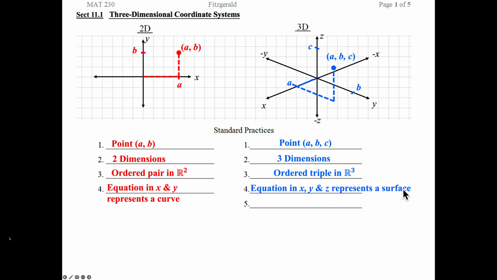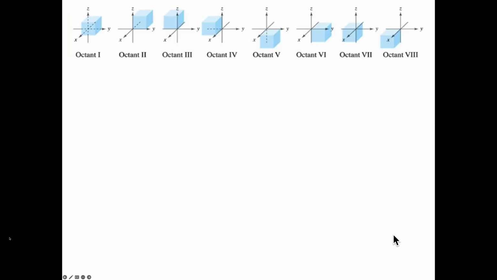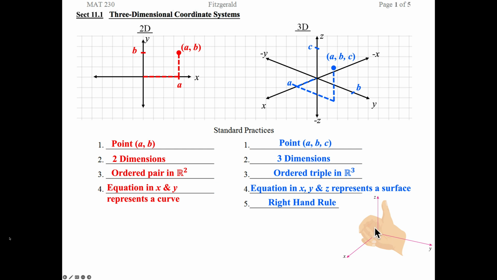For example, a plane. And we're going to use the right-hand rule to build our xyz coordinate plane. So think of the wrist of your right hand as your positive y-axis. Your thumb pointing in the air is your positive z. Then your fingers pointing at a 90-degree angle away from your wrist would be your positive x-axis.